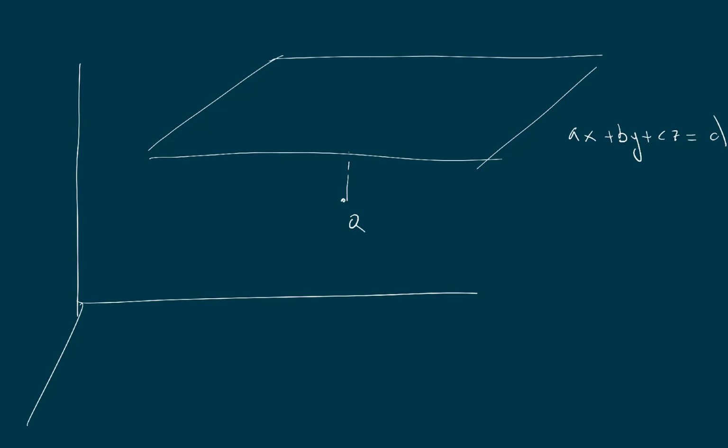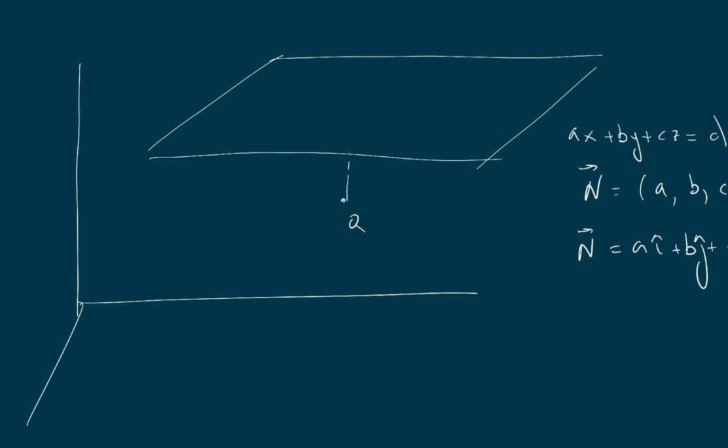Now we are going to derive a formula, an equation, for the distance between a point Q and a plane. The equation of a plane is ax plus by plus cz equals d, and the normal vector is the vector a, b, c. The normal vector is equal to ai plus bj plus ck, being a, b, and c the coefficients of the equation of the plane.